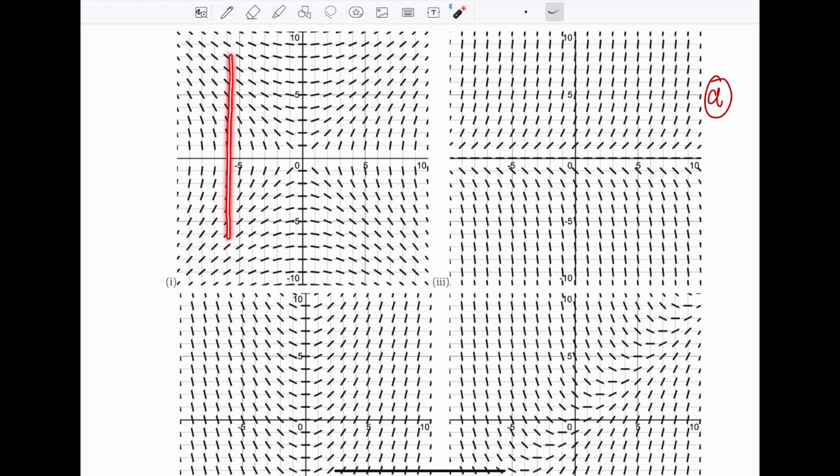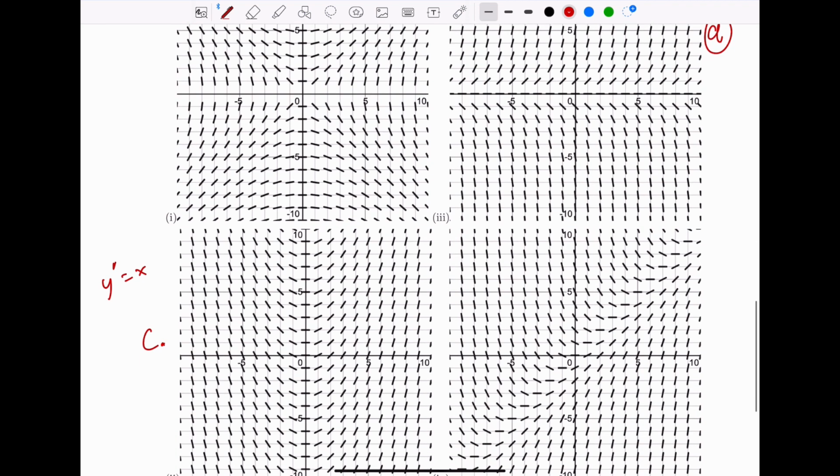Well, it can't be this one. I have different slopes along that line. I have different slopes for this one along that line. It's this graph right here. If I look at any vertical line, the slopes are always the same. This is not autonomous. It's sort of the opposite of autonomous, where the derivative only depends on x. So this plot corresponds to C, y prime equals x.